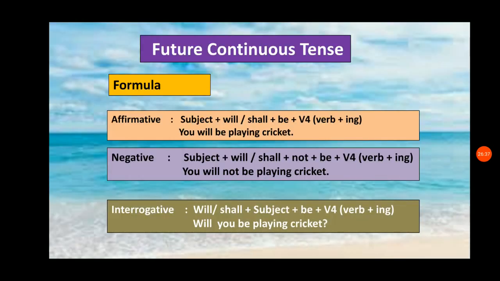Next we can see future continuous tense. What is the formula for future continuous tense? The subject plus will or shall plus be plus verb-ing. Already we have seen the future auxiliaries will and shall. Without will or shall we cannot use a future tense, because both auxiliary verbs are used to convey futurity. So here will and shall are the modal auxiliaries that convey futurity.